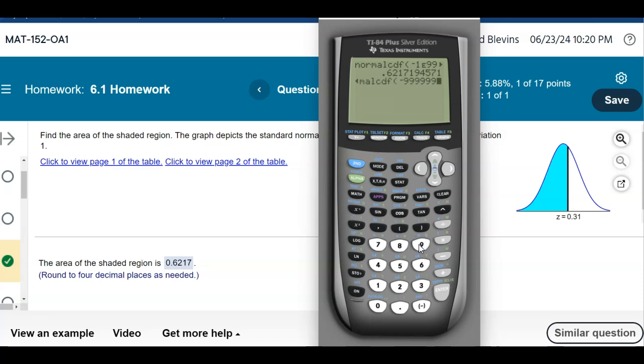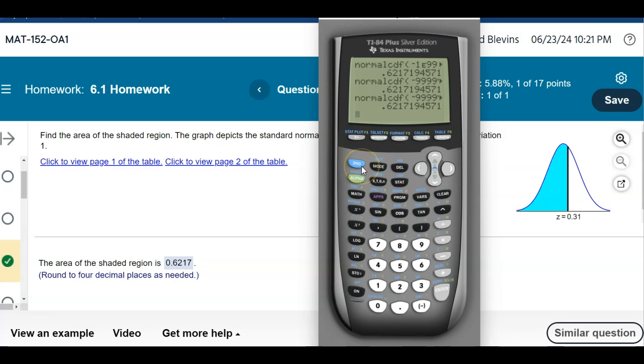Just a large negative number, comma, the upper number is 0.31, the mean is 0, and the standard deviation is 1. And I want you to see that it gives me the same thing that it gave me when I used the -1 E99. So it's not going to be off. Even if it is off, it's going to be in the last decimal place. It's not going to be off enough for it to matter. So if you don't remember that -1, or where these E's are, don't fret. Just put in negative with a bunch of 9s.